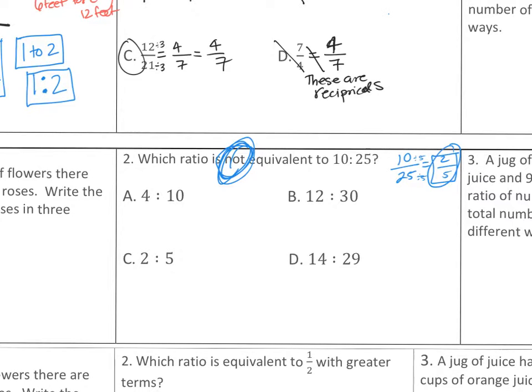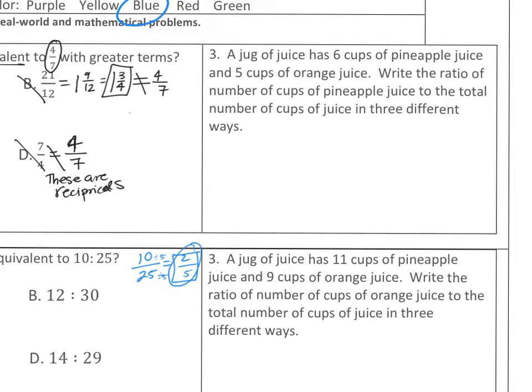Back to Monday, number 3. It says a jug of juice has 6 cups of pineapple. So I'm going to go ahead and write that already. 6 cups of pineapple. And 5 cups of orange juice. Write the ratio of number of pineapple juice to the total number of cups of juice.